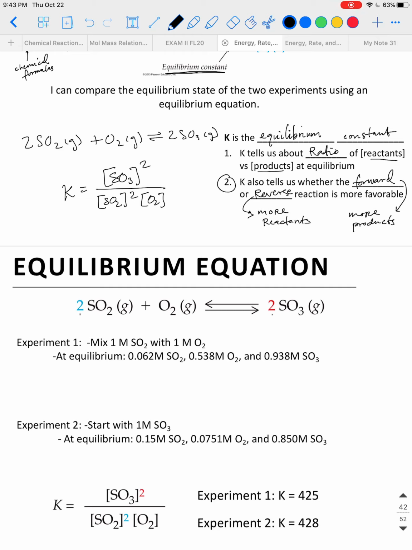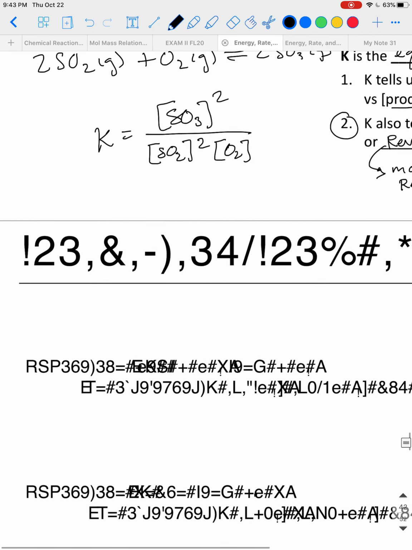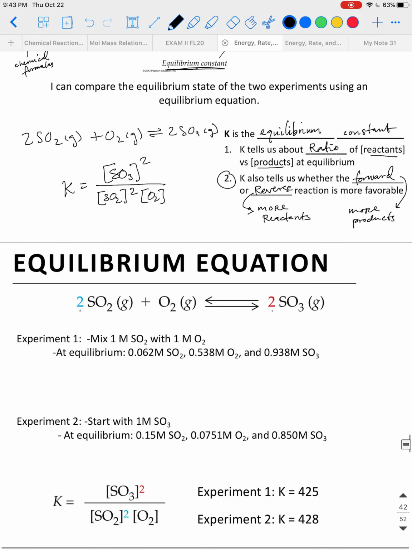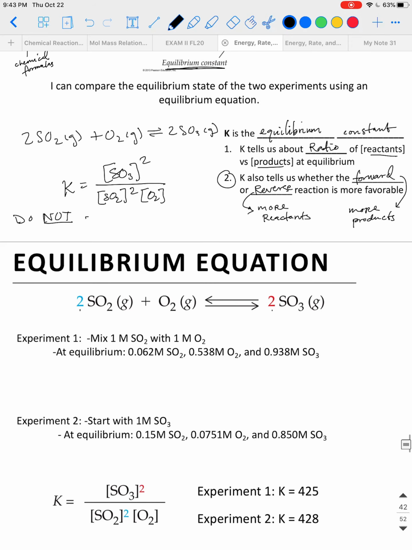I want to make a note here, and I don't think I mentioned this in lecture today, but in our equilibrium expression, we do not put in reactants or products that are solid state of matter or liquid state of matter, okay?